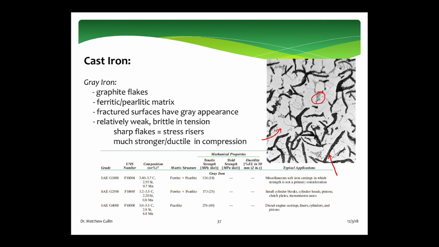The reason it's called gray cast iron is because when you fracture it, and it does fracture with very little ductility, the surface appears very dull because all of these flakes are on the surface and they don't reflect light very well. It's going to be relatively weak when compared to our typical carbon steels. It's very brittle in tension. It'll perform better in compression, as most brittle materials do.